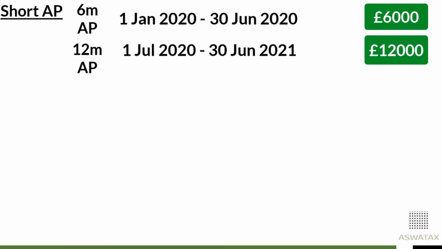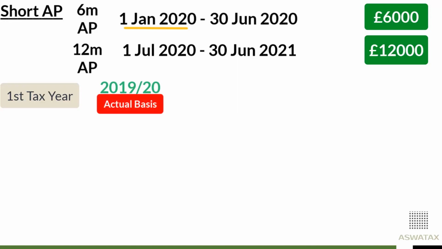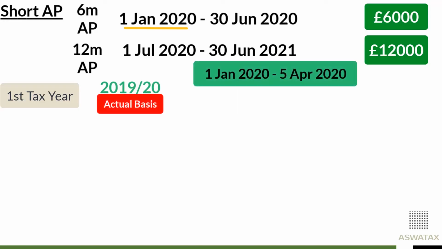So back to basics. The first tax year, we look at the commencement of trade, 1st Jan 2020, which falls in the 1920 tax year. We're on the actual basis, so 1st of Jan 20 to 5th of April 20. A lot of students start saying 21. We're still in 2020. 1st of Jan 2020, 3 months out of, this is a 6-month accounting period, so don't get that confused, times by £6,000 equals £3,000 assessable in 1920, the first tax year.